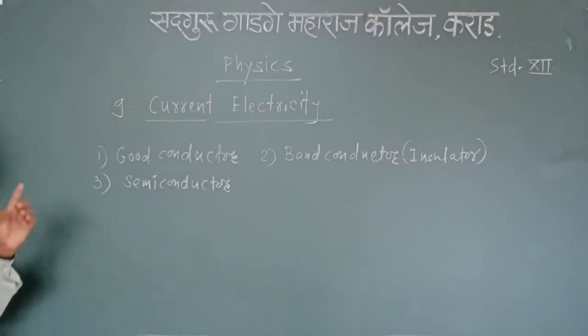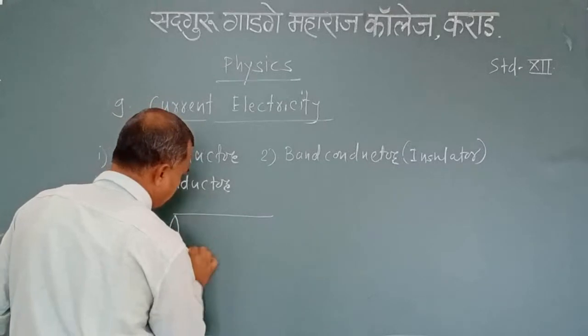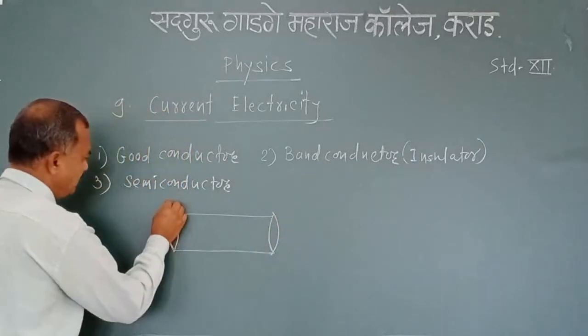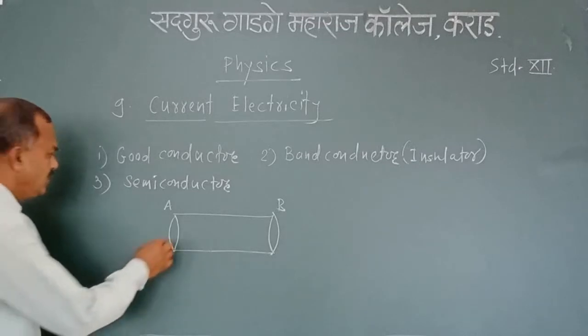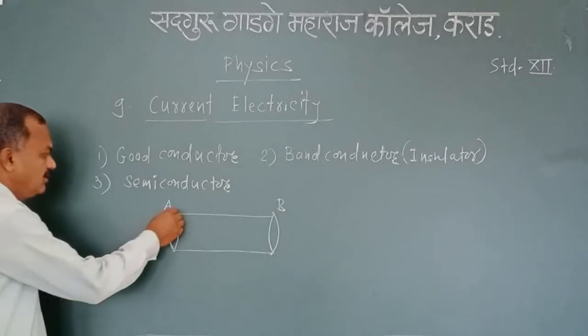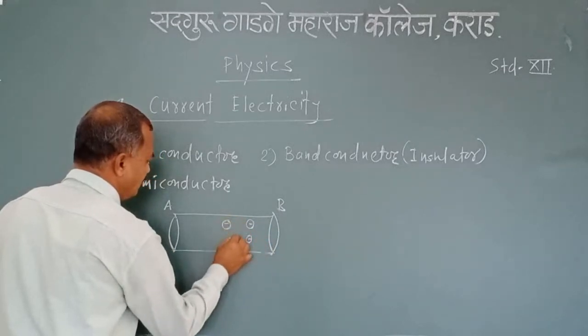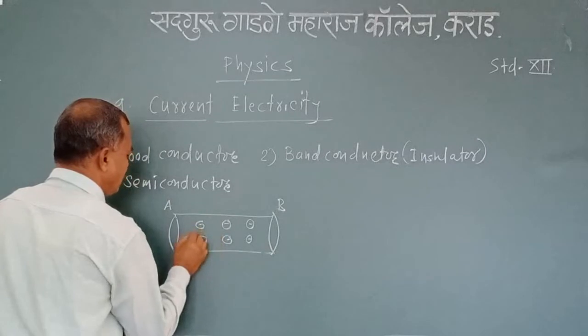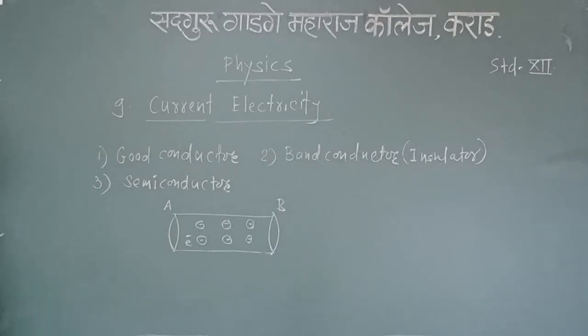To explain the term electric current, we have to consider any conductor like this. This is conductor AB having a number of free electrons. Electrical conductivity of any material depends on the presence of free electrons within that material or conductor. In this conductor, there are a large number of free electrons, having charge e. Electrons are negatively charged particles.